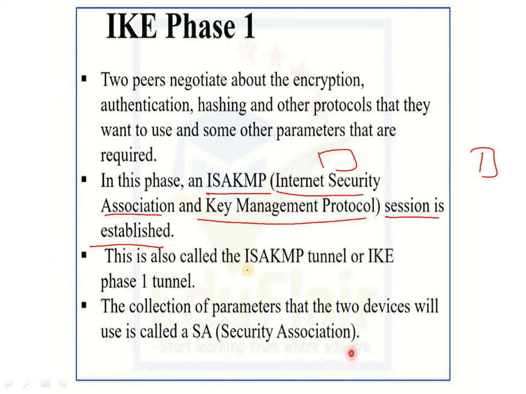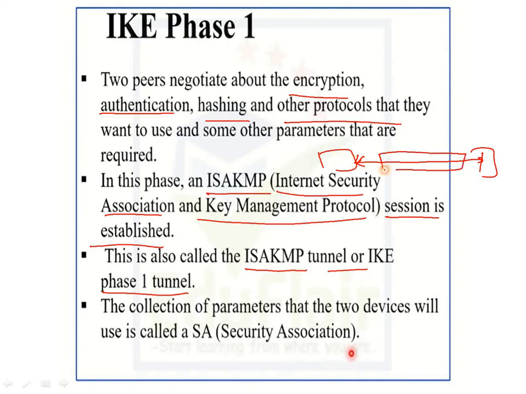This is also called the ISAKMP tunnel or IKE Phase 1 tunnel, because the tunnel is generated between the two peers, sender and receiver, where they can negotiate the encryption, the authentication, the hashing and other protocols, and whatever other parameters are required for secure communication between the two peers. All these things will be exchanged here. They will make a tunnel here. So this tunnel, we'll call it the IKE Phase 1 tunnel, or we can also call it the ISAKMP tunnel. ISAKMP is nothing but Internet Security Association and Key Management Protocol.